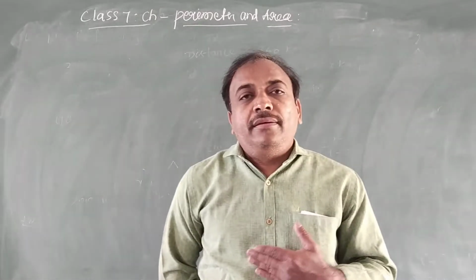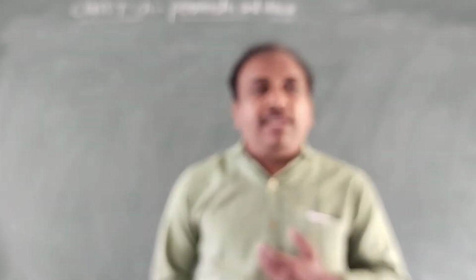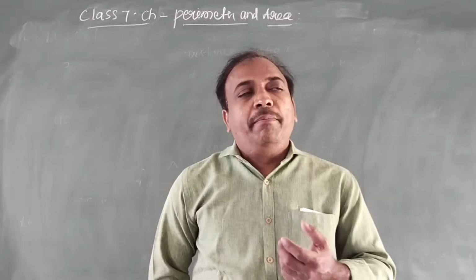circle, its area and the boundary of a circle. Boundary of a circle, as for the other figures we call it perimeter, but here we call it circumference. Let us see what is the circumference of a circle, area of a circle, and how to calculate.